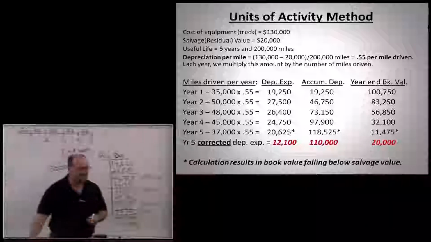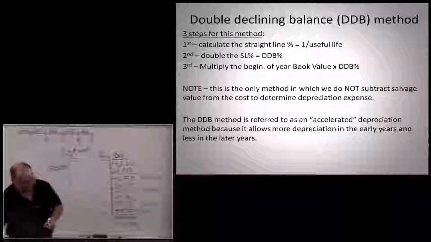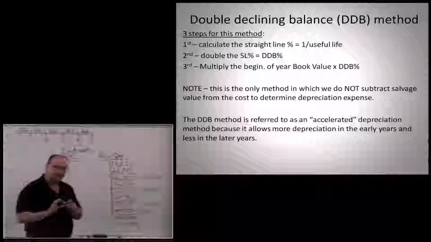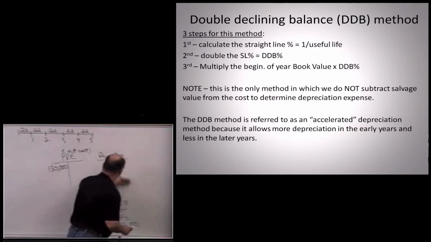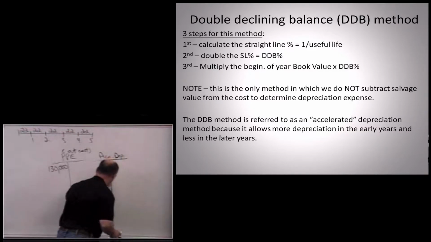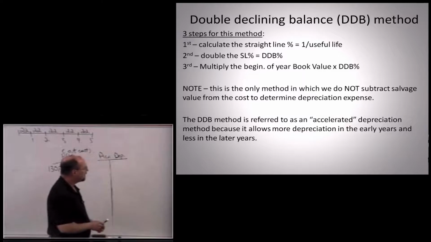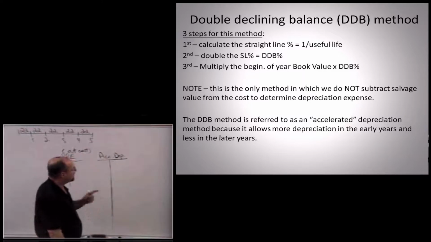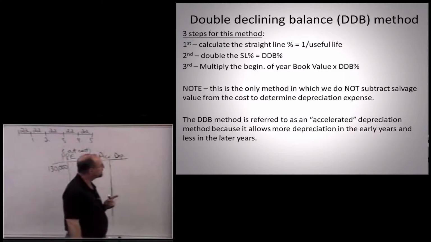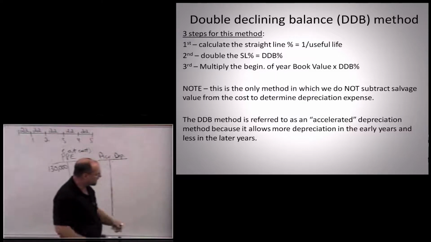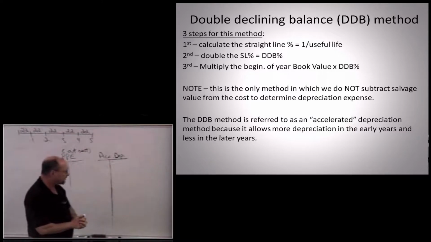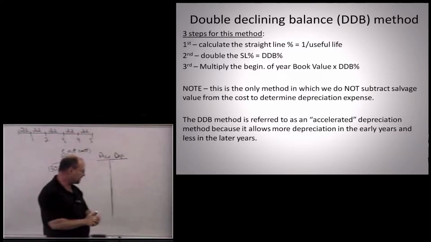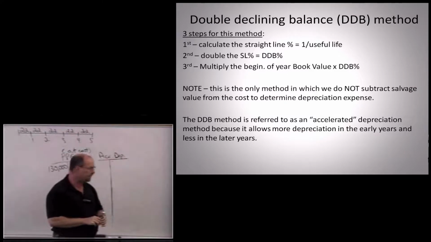We're going to move on to the next method, and that's the double declining balance method. This method is a little bit tricky. I'm going to erase these numbers here. Okay, again, same data. Now, with the double declining balance method, and notice on the bottom it says this is referred to as an accelerated depreciation method because it allows more depreciation expense to be recorded in the early years and then less depreciation expense in the later years.